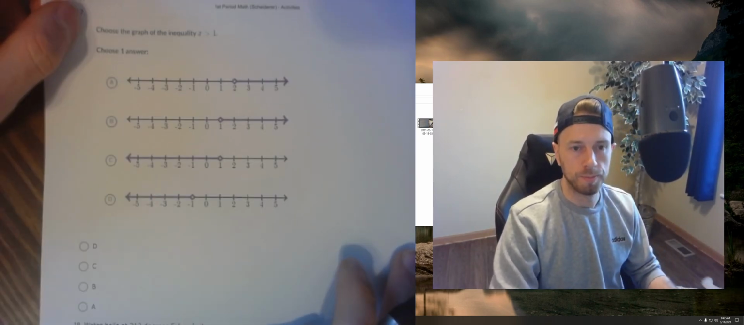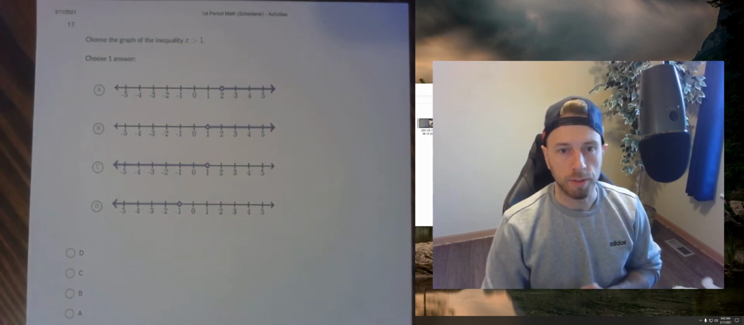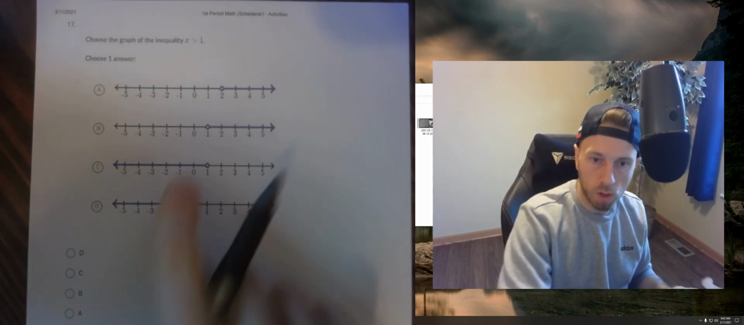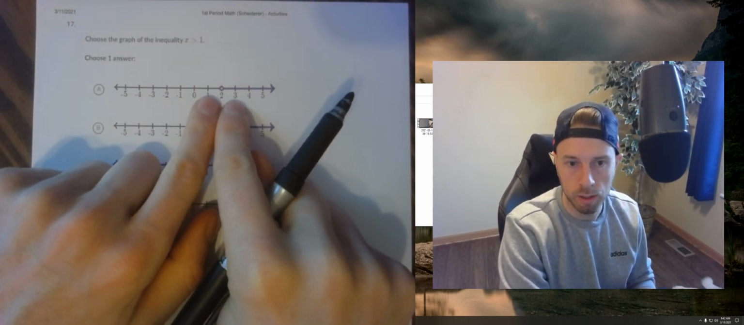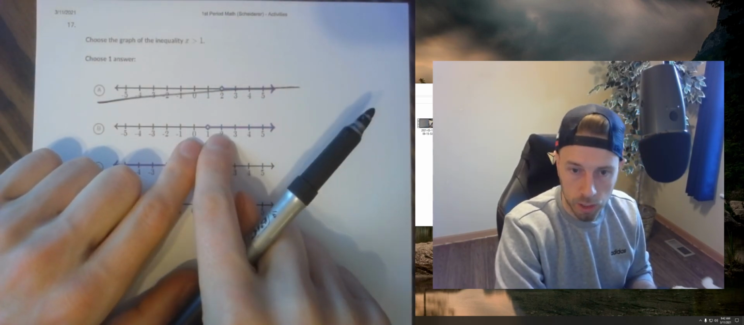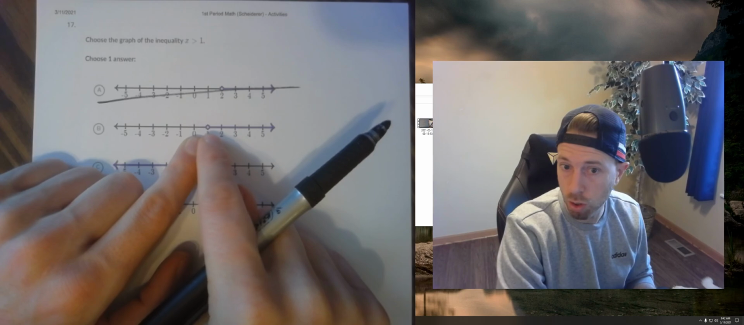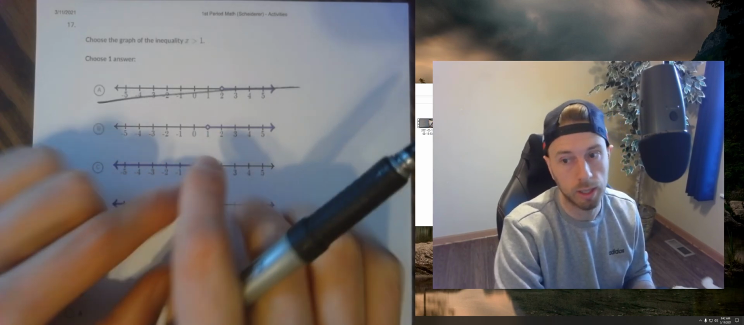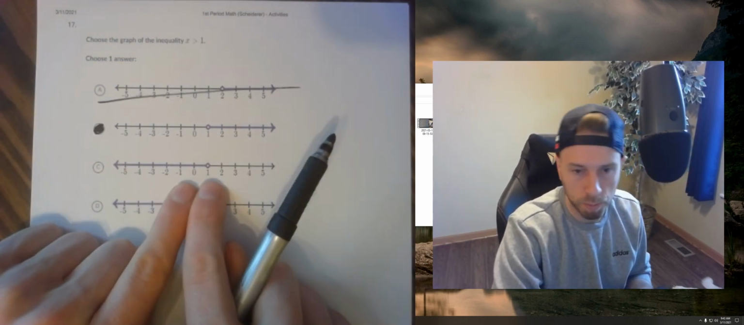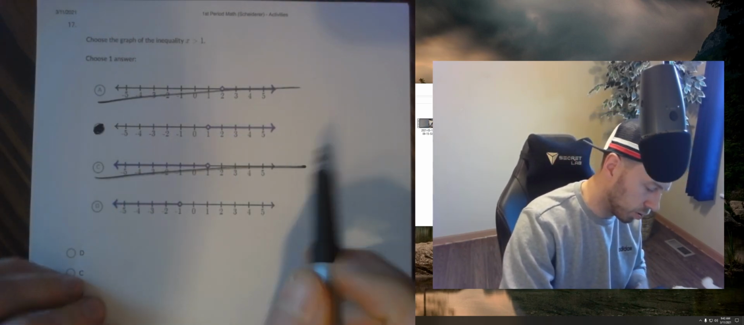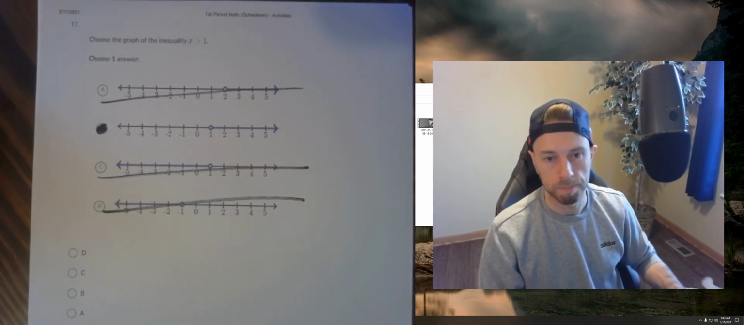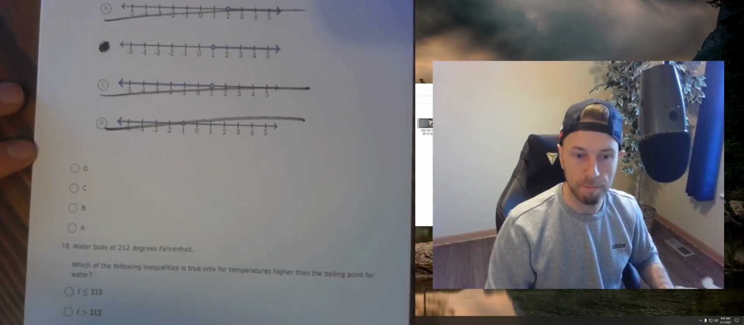Number 17. Choose the graph of the inequality x is greater than 1. Okay, so I need all the numbers greater than 1. This one right here shows numbers greater than 2, so that's not correct. I need greater than 1. This one shows numbers greater than 1, and it's an empty circle, which is true because we don't want it filled in because it does not say greater than or equal to. So I think this one's the answer. Let me check these ones real quick. Oh, this one says less than 1, so that's not true. This one also says less than -1, that's not true. So our answer is this one here. That would be graph B.